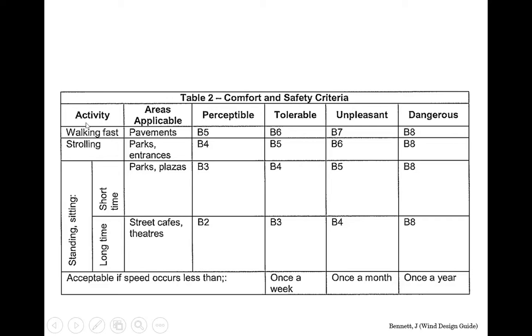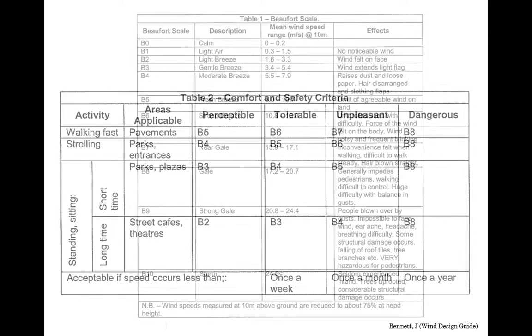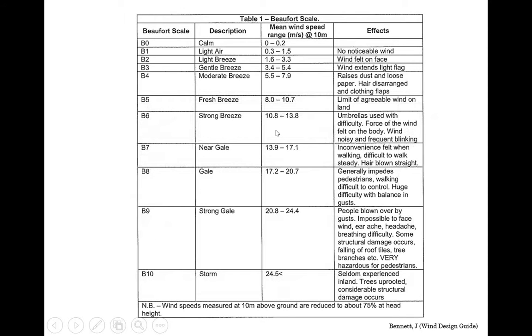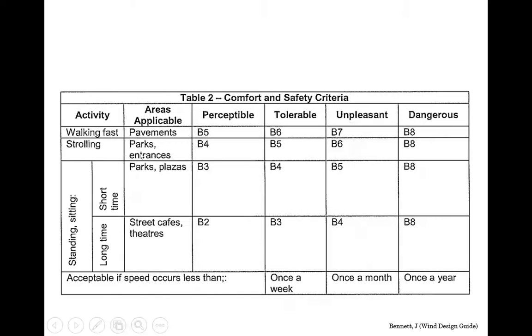So for example, if you're walking, tolerable would be B6. If we go back, B6, a strong breeze, 10 to 13 metres per second. So umbrellas used with difficulty, force of the wind felt on the body, and in this guidance that would be considered tolerable. So in other words, if you're walking about a city and there's quite a strong wind, but you're walking, you would think, well, that's acceptable. And you're walking along the street and it is a windy day.